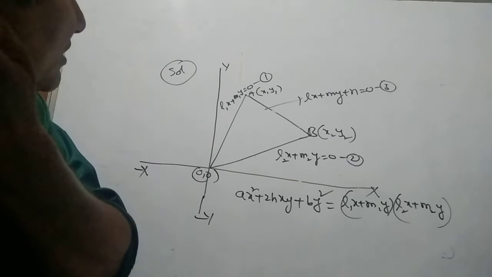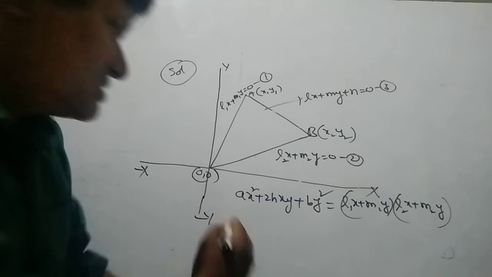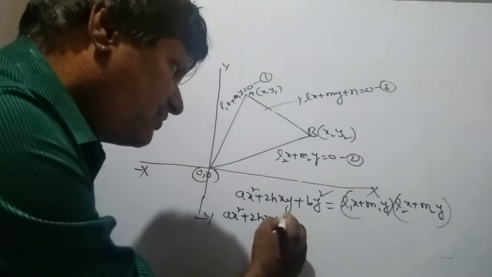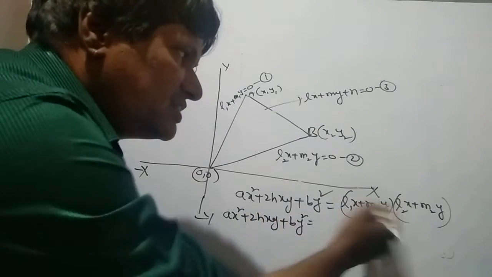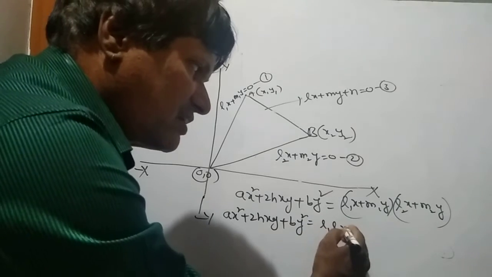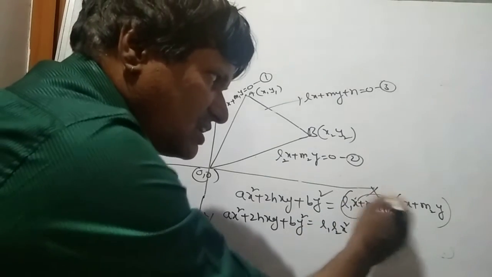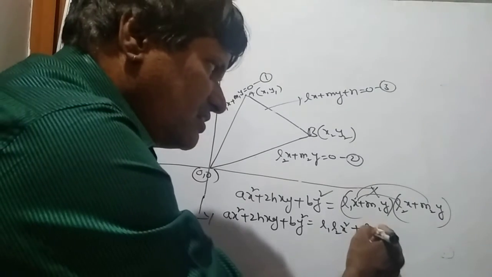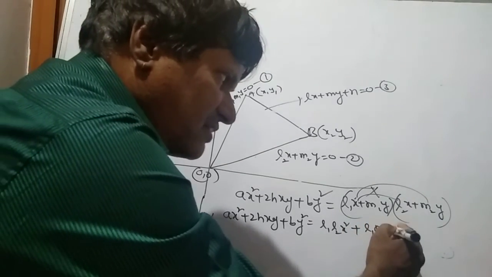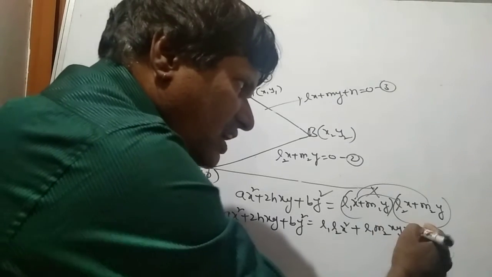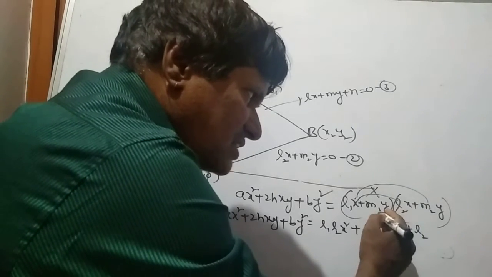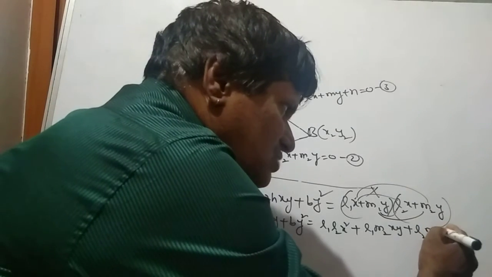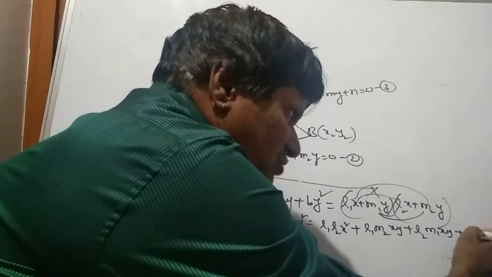First, before that, here ax square plus 2hxy plus by square is equal to 0. That is equal to, we can multiply these two: L1 L2 x square. Multiply the first term with the first and second term, then the second term with the first and second term. So L1 m2 xy plus L2 m1 xy plus m1 m2 y square.